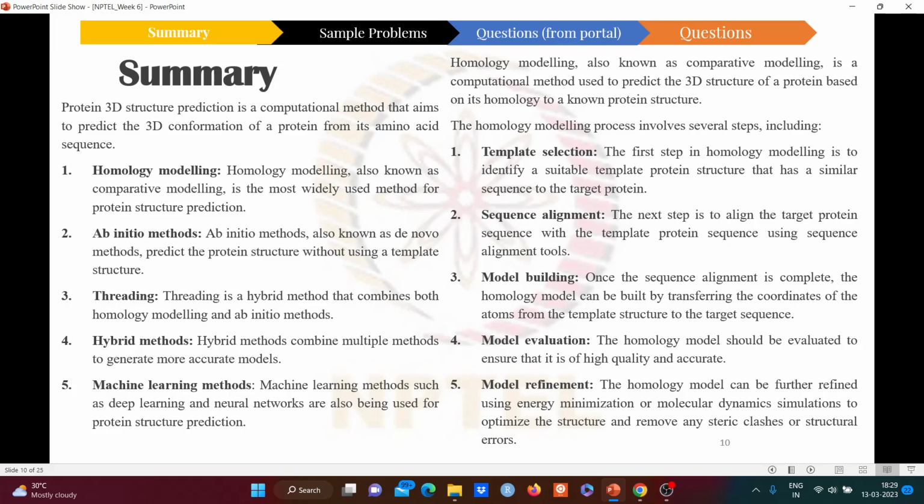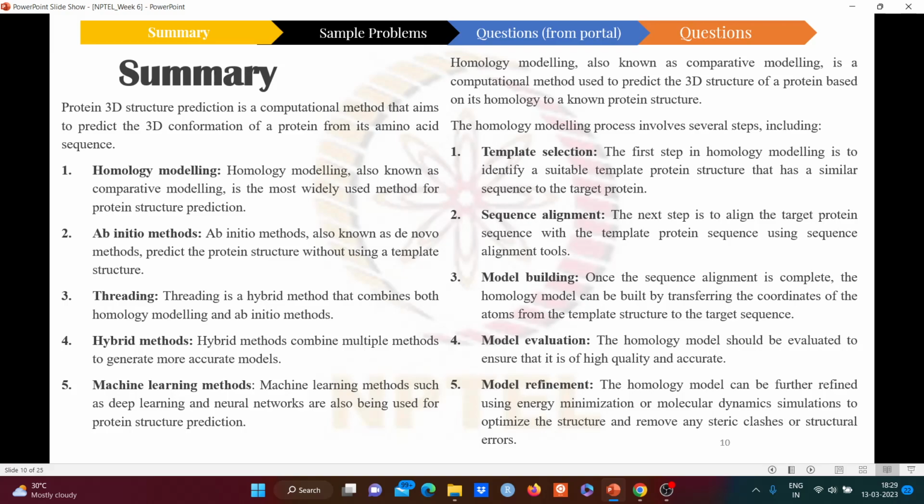First is the template selection, where the job is to identify a suitable template protein structure that has similarity to the sequence. The template structure can be obtained from a protein structure database such as PDB. Next is the sequence alignment, that is, to align the target protein sequence with the template protein sequence using sequence alignment tools. The alignment should be optimized to maximize the sequence similarity between the two proteins.